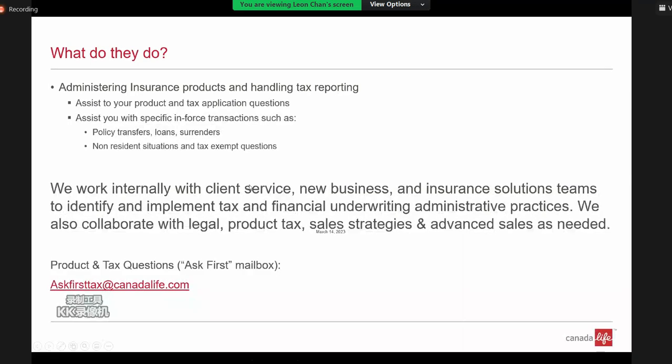And this team, like I said, is a team of CPAs. They run this mailbox, and their role is really to answer these in-force questions. So they are able to provide answers or insight into the sort of questions that you may have in relation to that in-force policy itself.